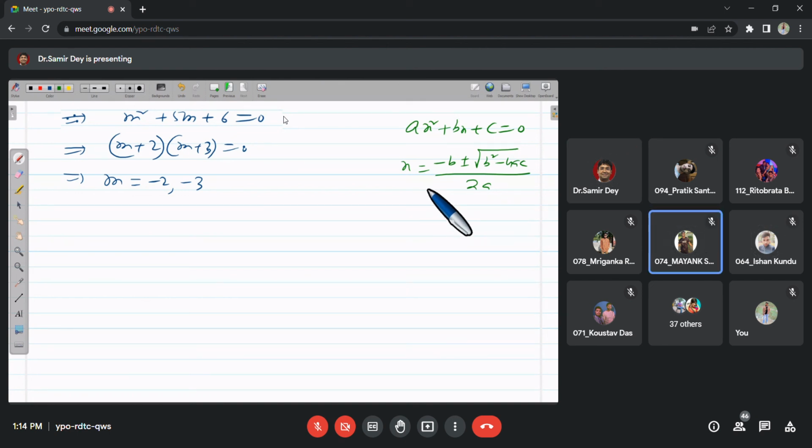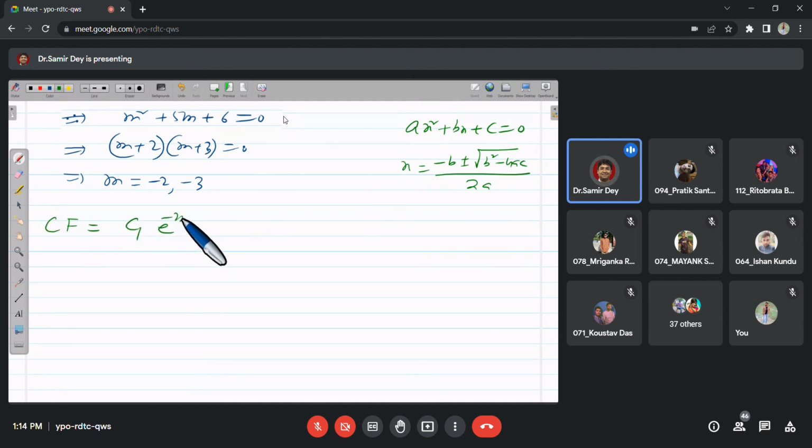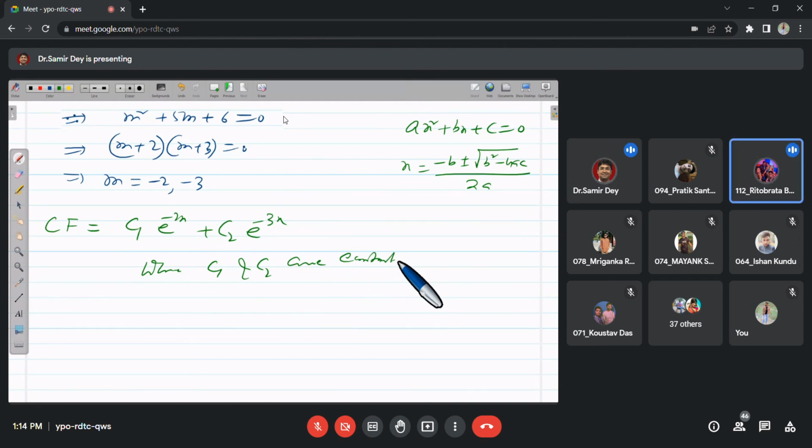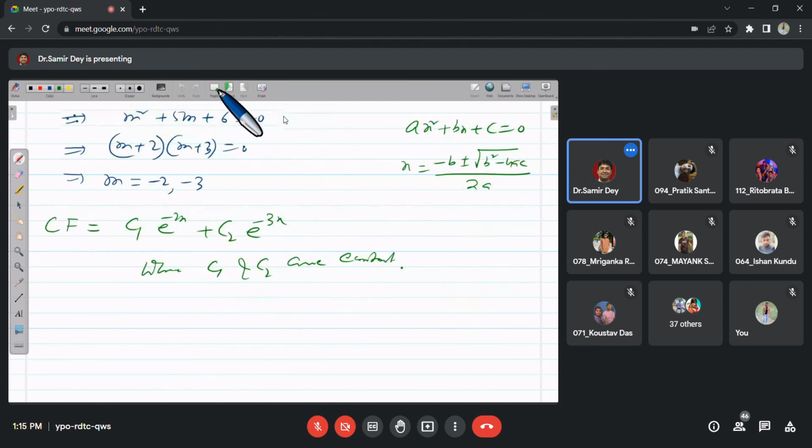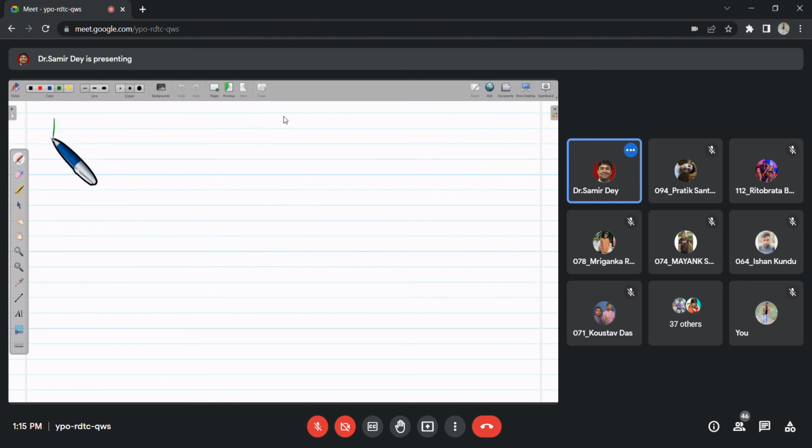Okay. So you write down CF equals C1 e to the power minus 2x plus C2 e to the power minus 3x, where C1 and C2 are constants. Is it clear to all of you? Yes, sir. So now your first part is over. Okay, now you write a note. The first part calculation is over. In the CF part, the calculation is over. Now please write down some note.